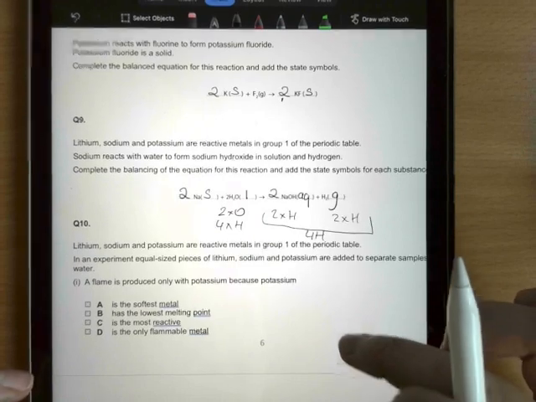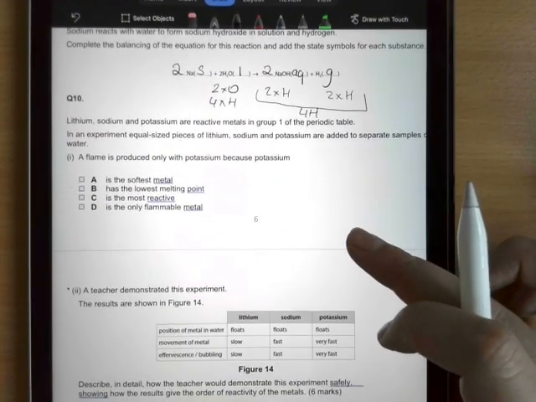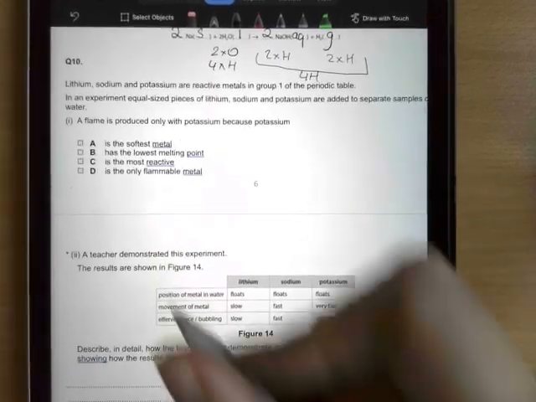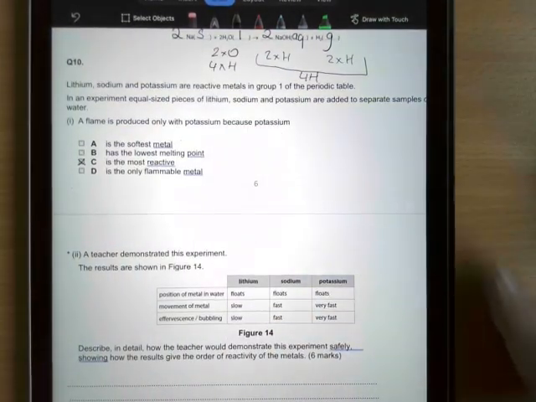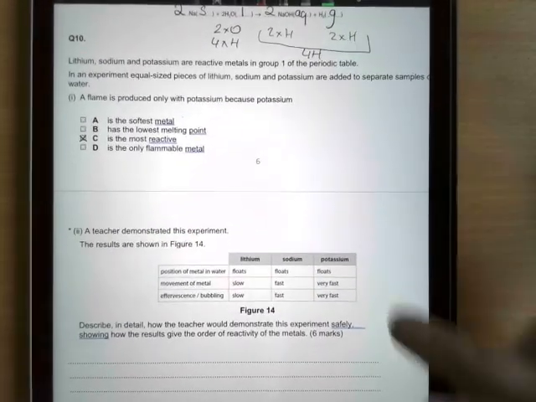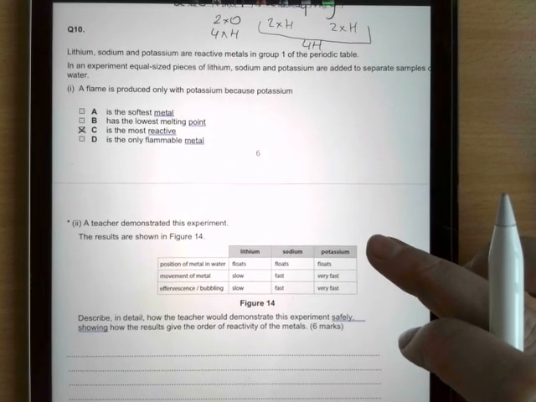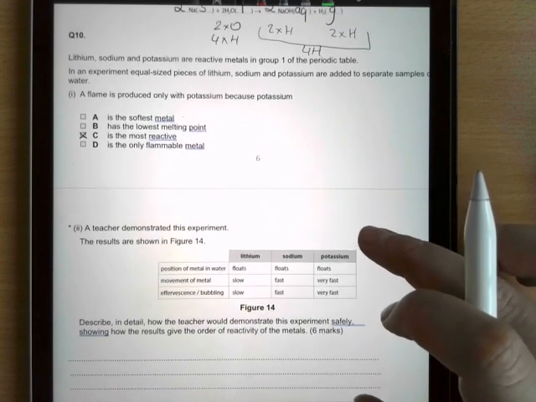The next question, they tell you that when you add lithium, sodium and potassium to water, you only see a flame of potassium, and they want to know why. The reason is potassium is the most reactive. Because it's so reactive, it gives off a lot of heat when it reacts with water, and that heat is enough to set potassium on fire. And when you burn potassium, it burns with a purple flame.